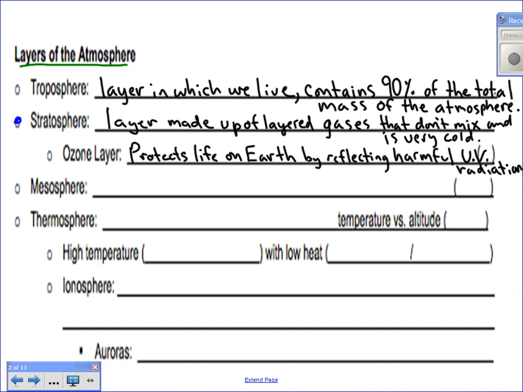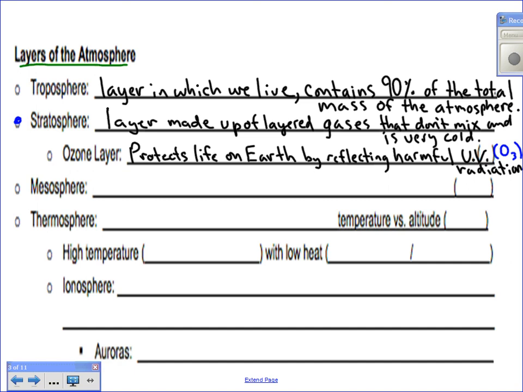Obviously, the ozone layer, as you can see here, is inside of the stratosphere. We can also mark that as O3. Some of you may have seen this before. The ozone layer, O3.